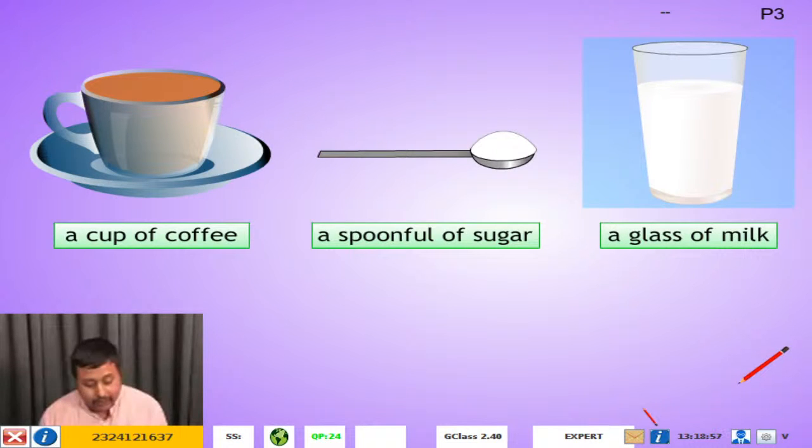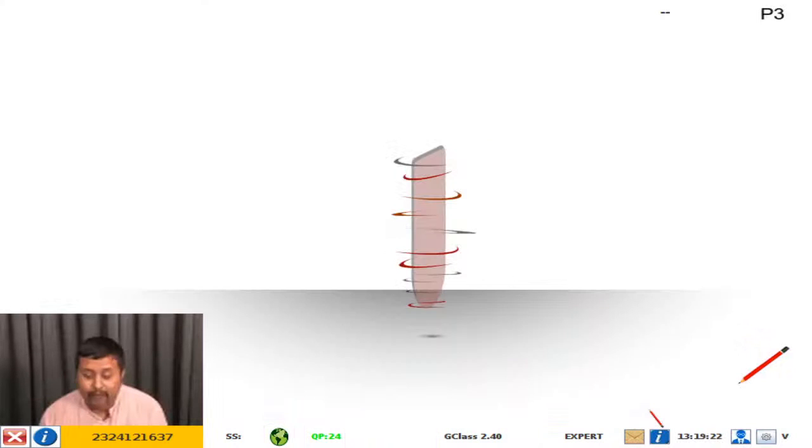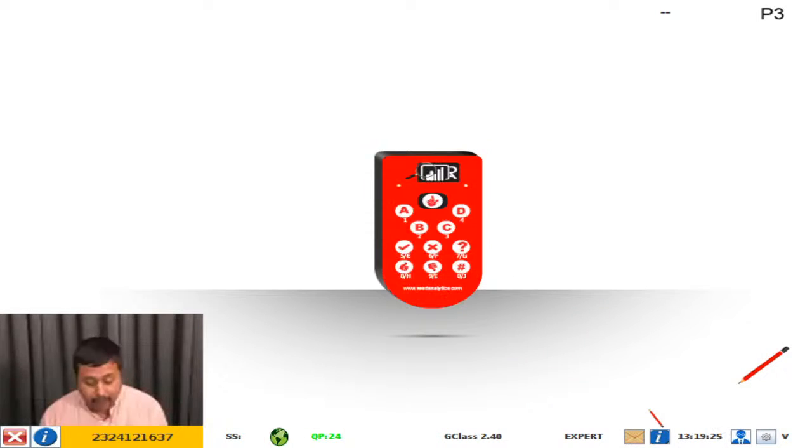Now tell me one thing, in all these words, coffee, can we count? In a cup of coffee, how many coffees are there? In a spoonful of sugar, is it possible to tell how many sugars are there? In a glass of milk, can we count that? No. These are called what? Uncountable nouns. So things that we cannot count are uncountable nouns.